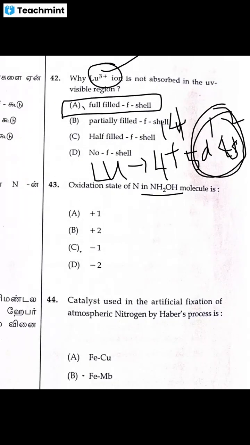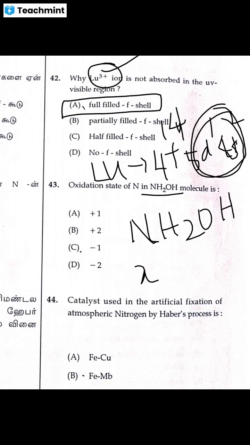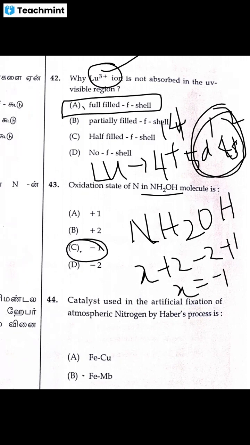Then NH2OH, they are asking to calculate the oxidation number for nitrogen. NH2OH is given like this, so this is just X, this is +2, this is -2 and this is +1. Then we will get -1 oxidation state. Answer C.